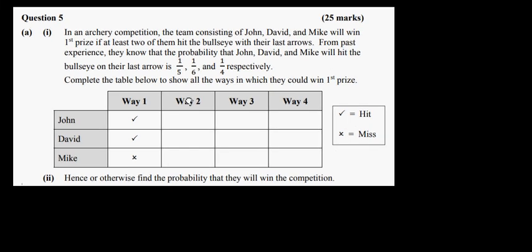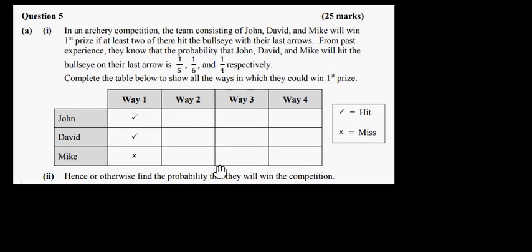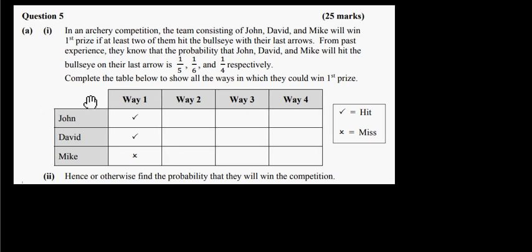Let's have a look at question 5 then, the next question. Okay, in this case we have an archery competition. The team consists of John, David and Mike, so we have the 3 of them here, and they will win first prize if at least 2 of them hit the bullseye with their last arrow. At least 2 of them must hit the bullseye.